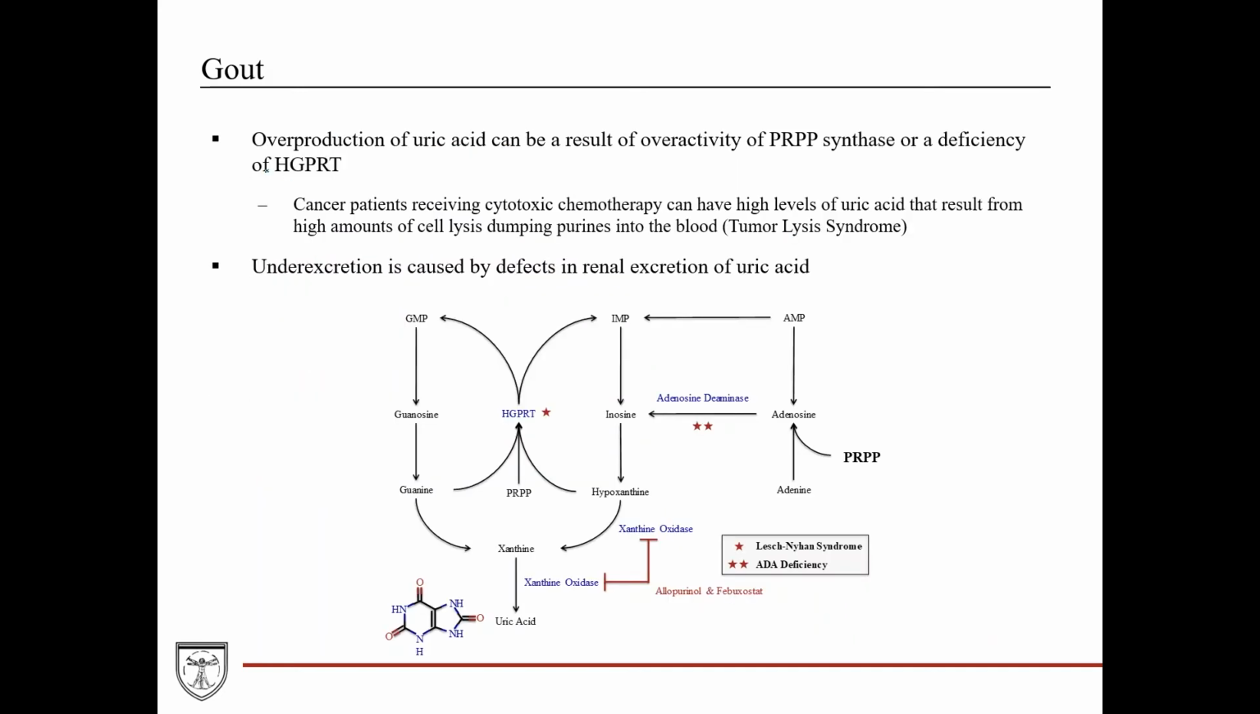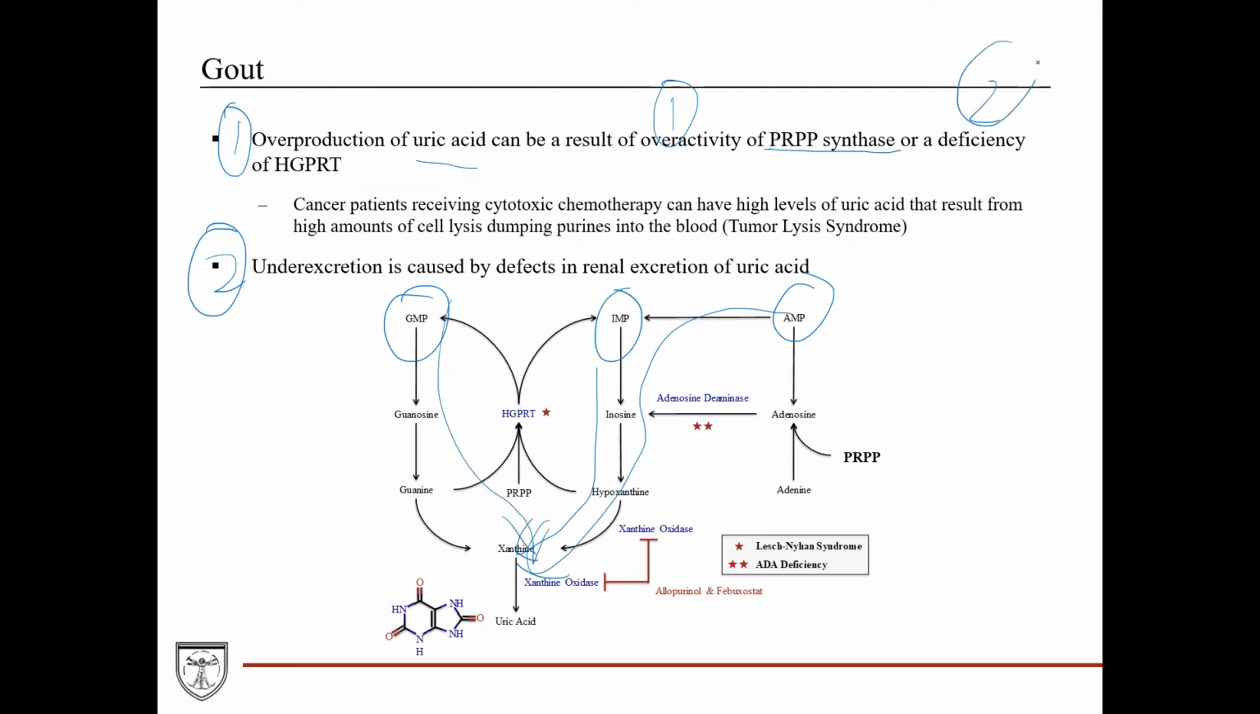So really the mechanism here, you can have either overproduction or underexcretion like we talked about. We'll focus mainly on overproduction since underexcretion is more at the kidney level. So you have overproduction of uric acid. This can be a result of really one of two things. So you either have overactivity of PRPP synthase. Now if you remember, AMP, IMP, GMP, PRPP plays a key role in production of all of these. So if you have an elevated level of PRPP, you're going to have elevated levels of these, and then as you can see, these all eventually funnel to uric acid.